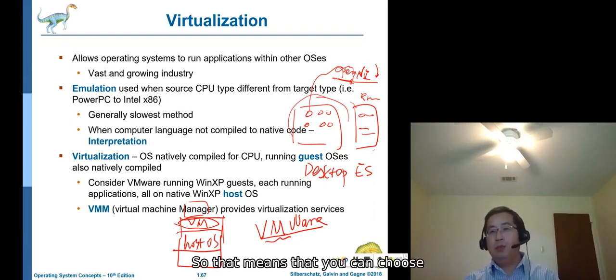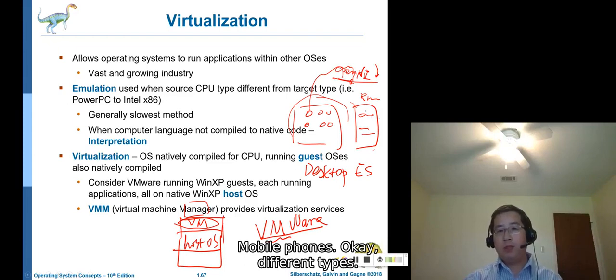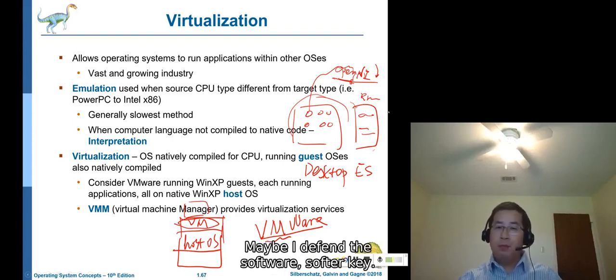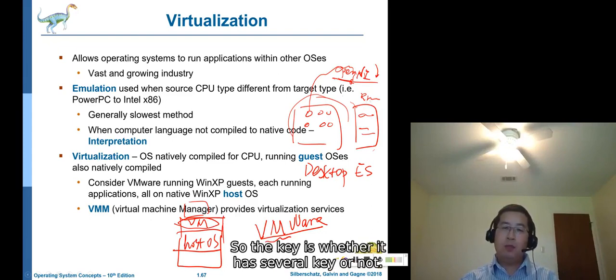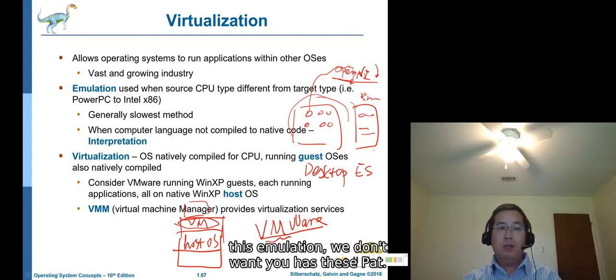That means you can choose different types of target mobile phones, okay, different types. Maybe different soft keys, whether you have a soft key or not, things like that. Okay, this is called emulation. We don't want to elaborate on this part. We want to talk about another one.